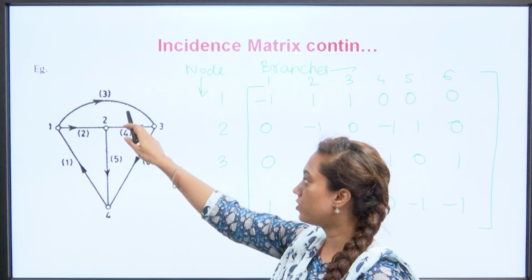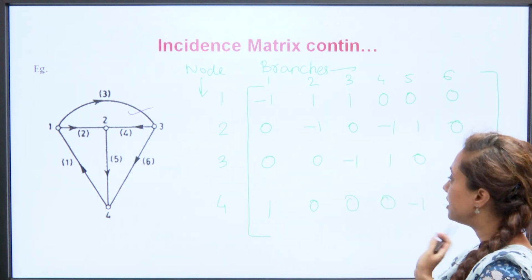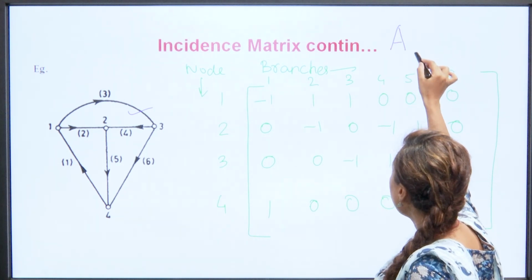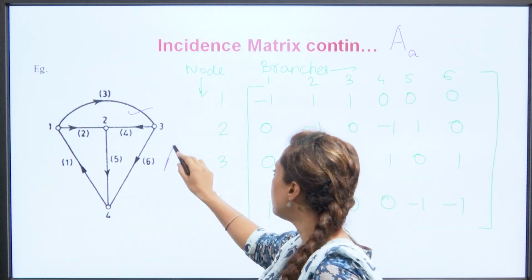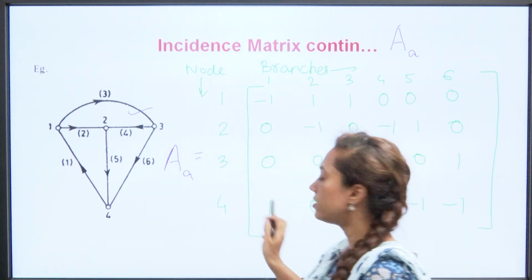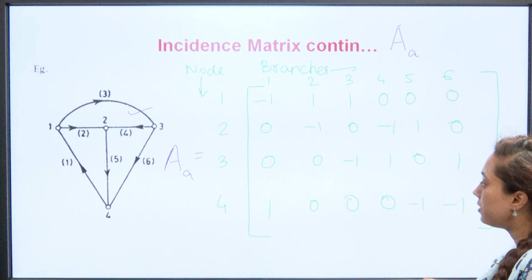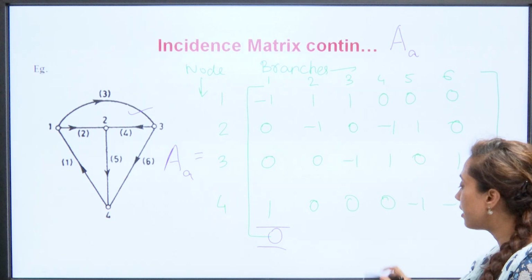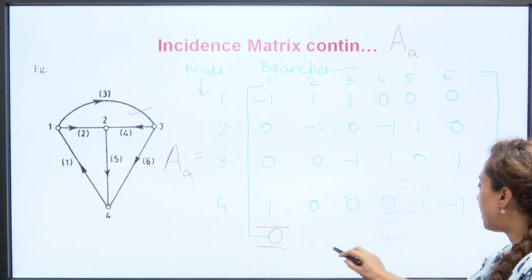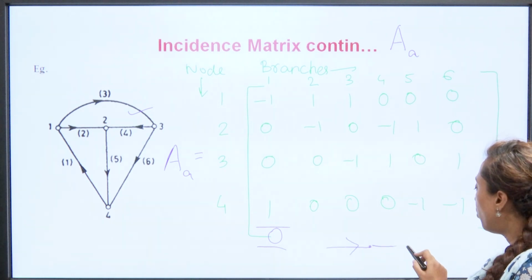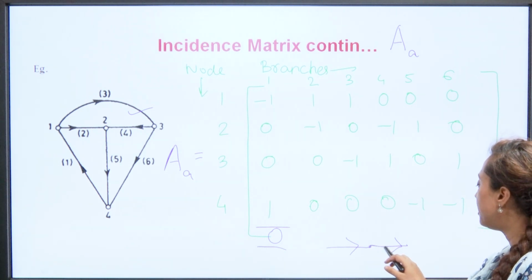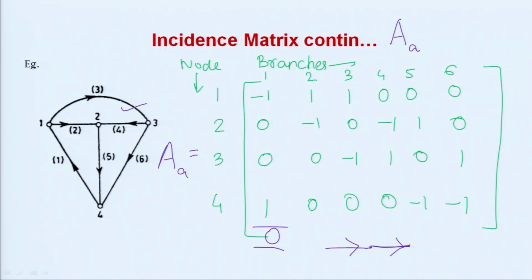This is the example which we have discussed earlier, and this is the incidence matrix which has been made. Actually, the incidence matrix is denoted by capital A subscript a. Now, the property says that the sum of the columns is always equal to 0. It means that whenever there is a node and a branch is coming and going, it is basically KCL following that how much current is coming, the same current is passing through it. So, the sum will always be 0.